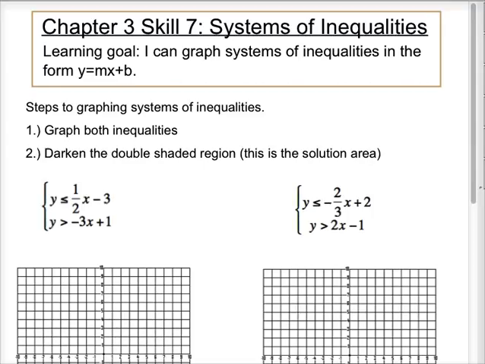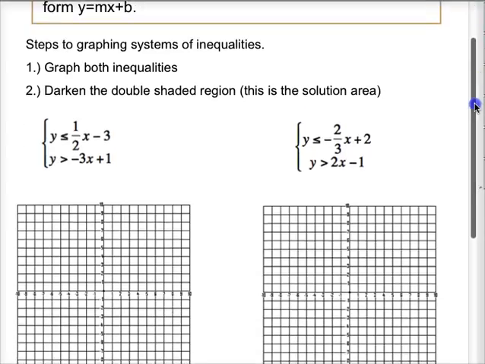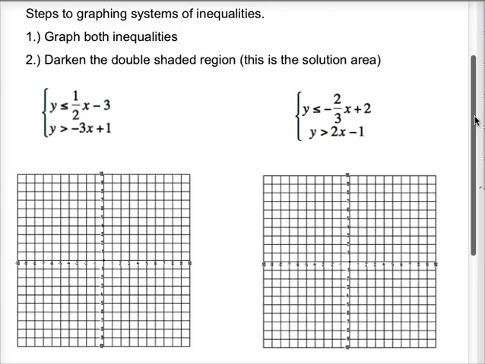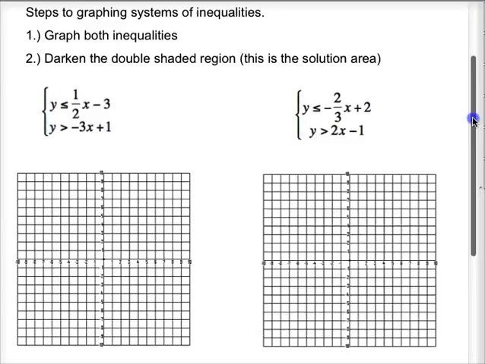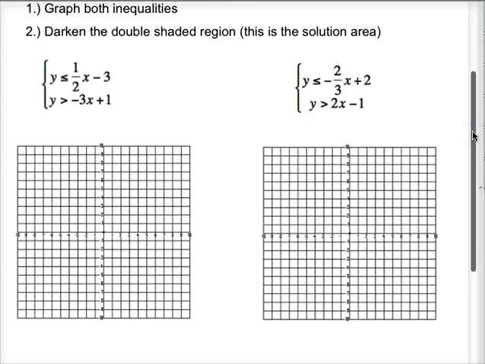Now that we've reviewed how to graph inequalities, now we're going to deal with graphing systems of inequalities. The difference between graphing a system of inequalities is this time it's not a single point that is a solution. It's wherever there is double shading that is our solution. So what that means is we're going to graph both inequalities, and then you want to darken the double shaded area, because that's where your solution exists. So let's take a look.